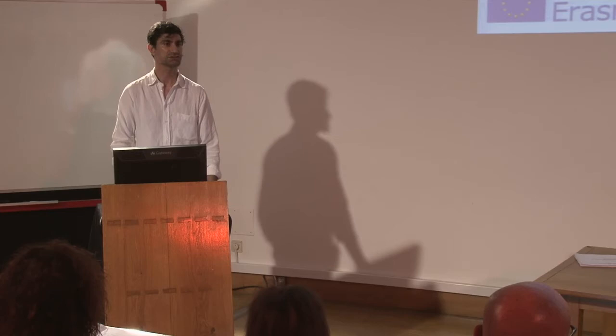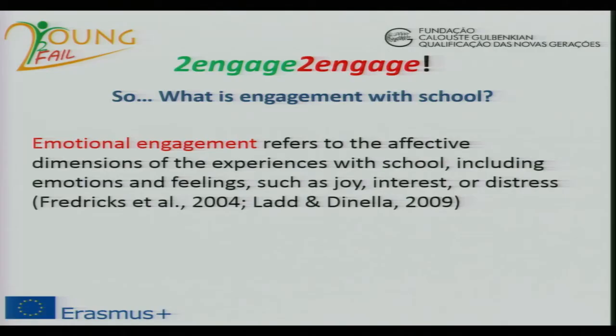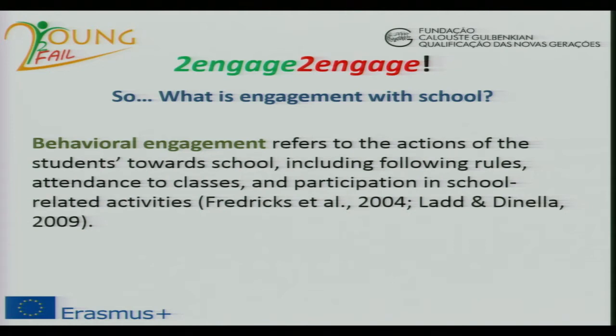In terms of emotional engagement, it refers to the affective dimensions of the experiences with school, including emotions and feelings such as joy, interest, or distress when dealing with school aspects. And behavioral engagement refers to the actions of students towards school, including following rules, attendance to classes, and participation in school-related activities.